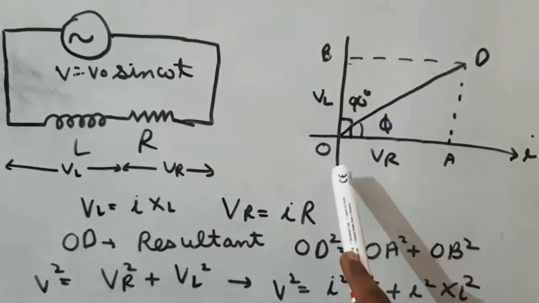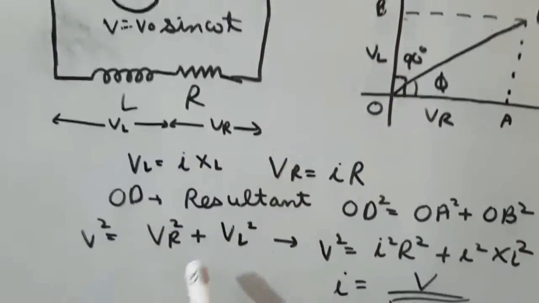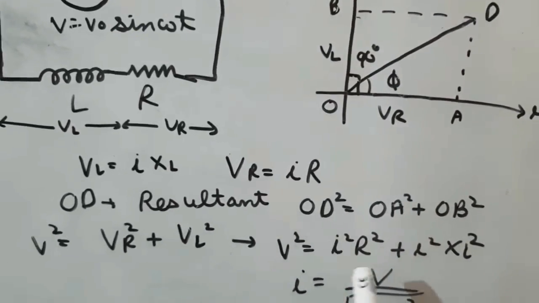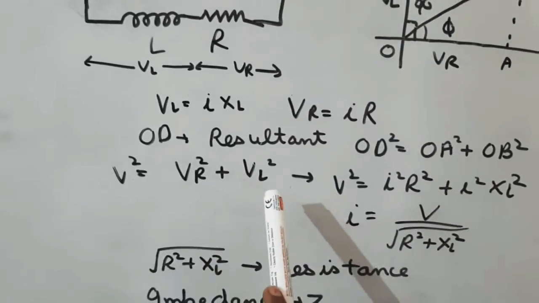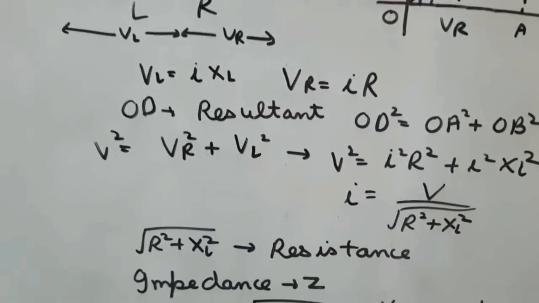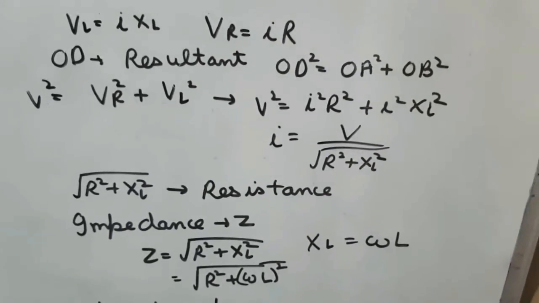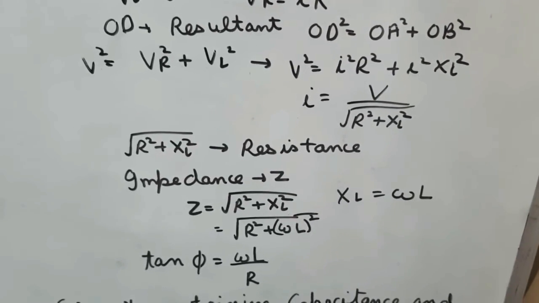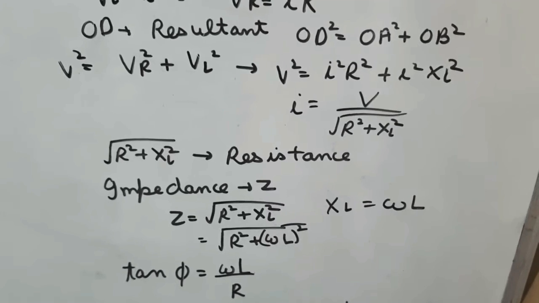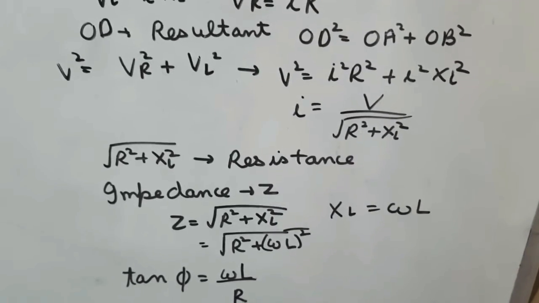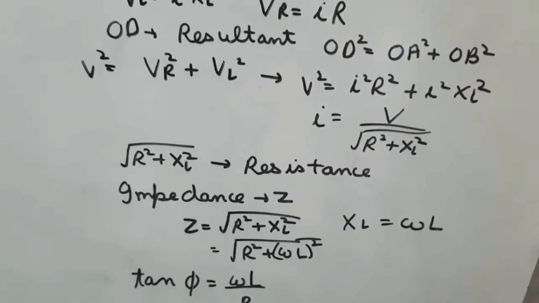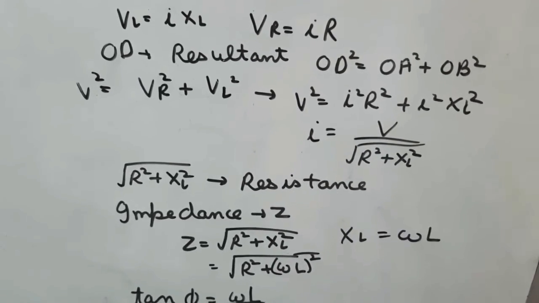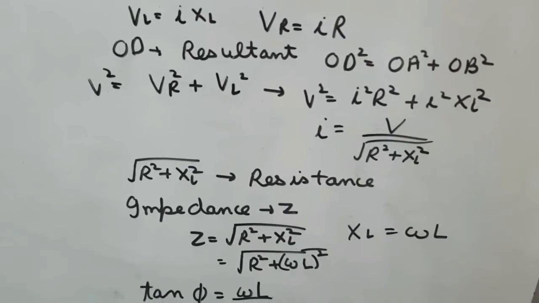Now what is OD? Our resultant, that is the V. We have V square is equal to OA square, that is VR square, and OB square, that is VL square. So we have V square is equal to I square R square plus I square XL square. When we find the value of current, we will have I is equal to V upon under root R square plus XL square. If we compare this relation with Ohm's law, according to Ohm's law, the value of current is I is equal to V upon R.